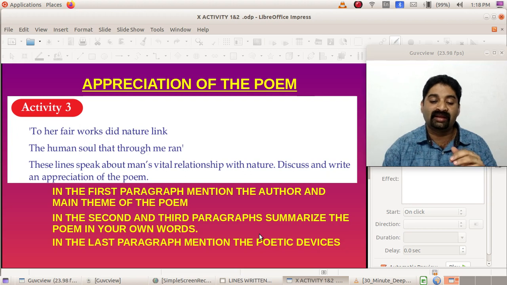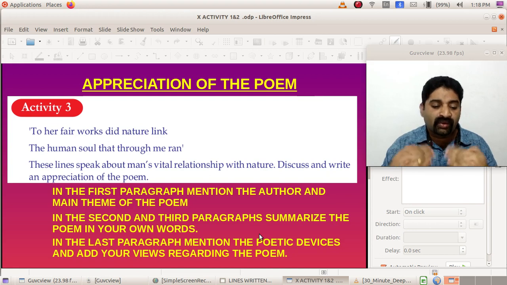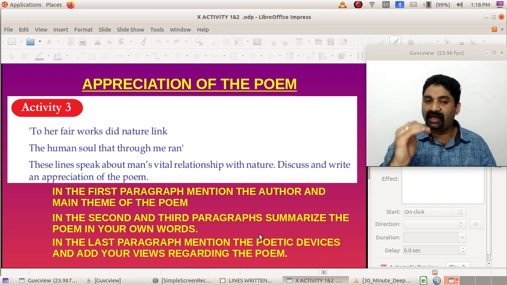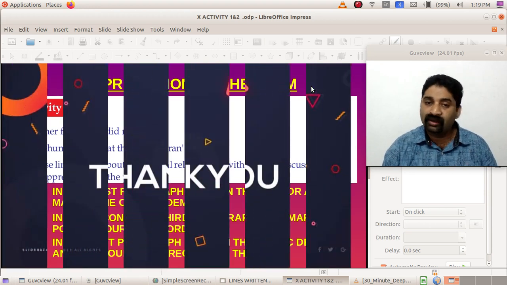And at the end you can mention the poetic devices used here, just like the alliteration or the visual images, imagery, personification, how the nature is personified, okay, and your own views regarding the poem. I like this poem. This is very beautiful. It appeals. It has a relevance even today, because we see how humans destroy the nature. So your own contribution. So begin with the author and the name of the poem and the main theme. Explain in summary the poem. Then at the end, you mention the poetic devices and your own view about the poem. Then you get a beautiful appreciation of the poem. So please do it, okay. So these many works I give you. You can take your time and complete, okay.